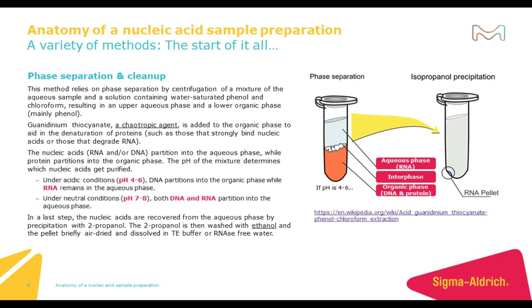Under acidic conditions, such as between pHs 4 and 6, DNA partitions into the organic phase while RNA remains in the aqueous phase. Under neutral conditions, such as those between 7 and 8, both DNA and RNA will partition into the aqueous phase. That aqueous phase is then collected and followed by an ethanol or isopropanol precipitation to clean up the organic solvents used to isolate the nucleic acids from the sample lysate.